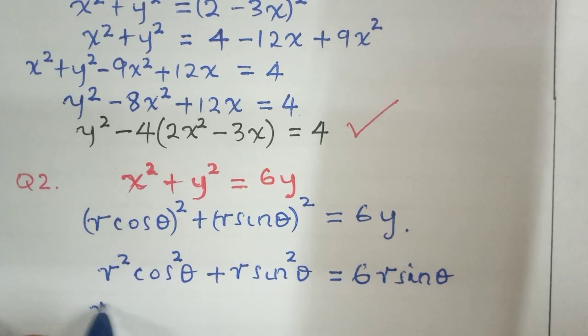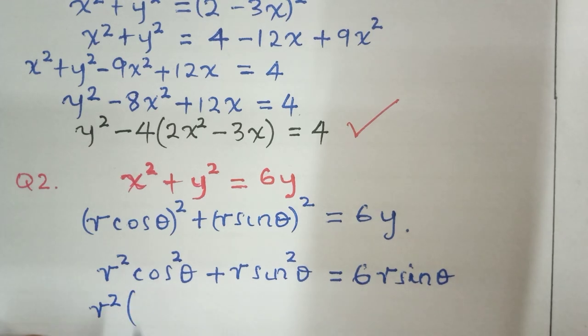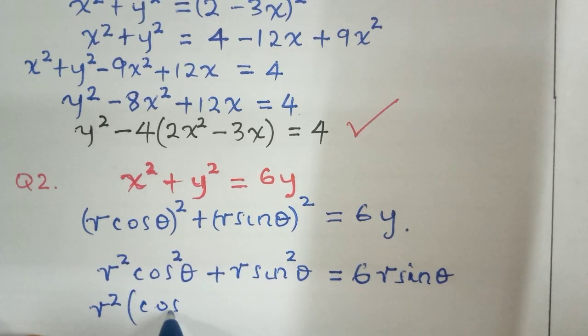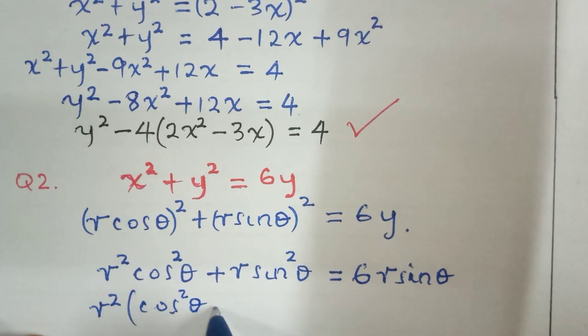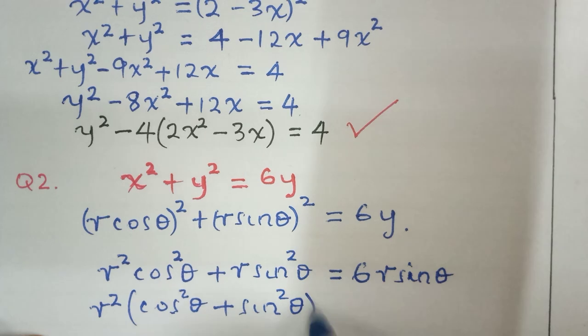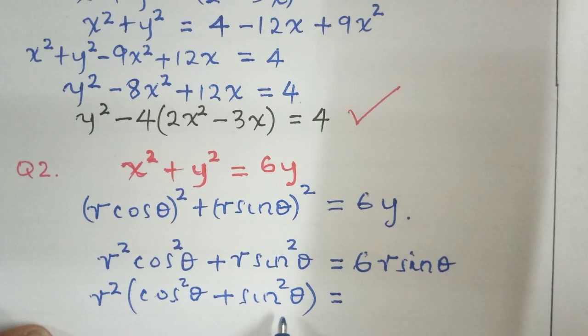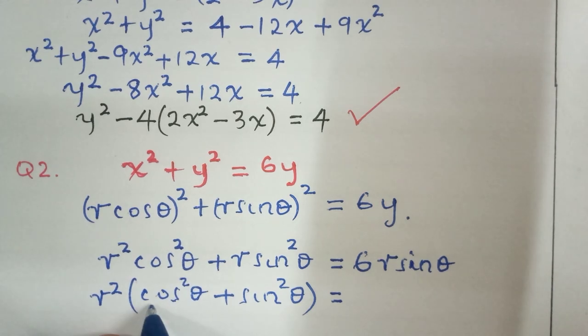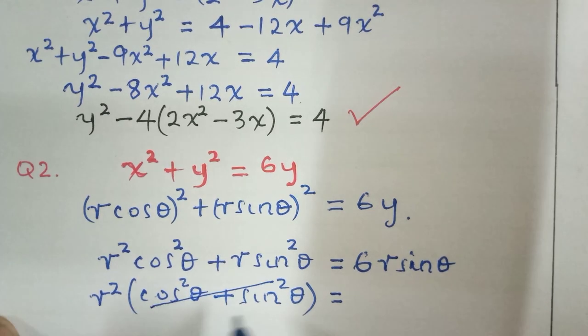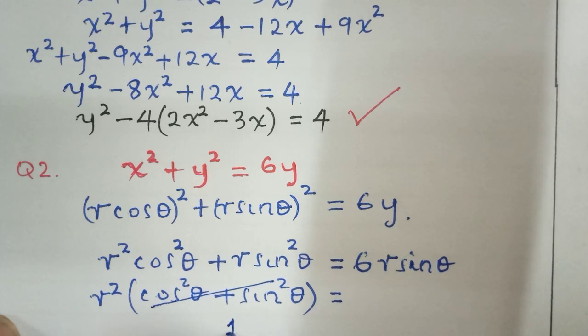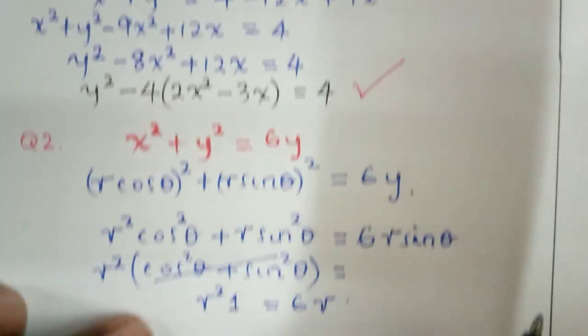After we write that, guys, we can actually factor out r squared here. So when we factor out r squared, we are left with cos squared theta plus sine squared theta. And I believe that you remember that this is an identity which is equal to 1. So the whole of this, guys, is equal to 1. And so we can write r squared times 1 is supposed to give us 6r sine theta.